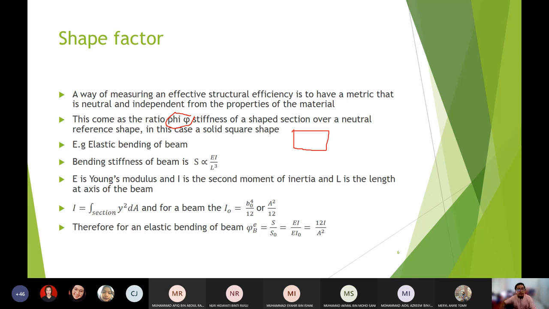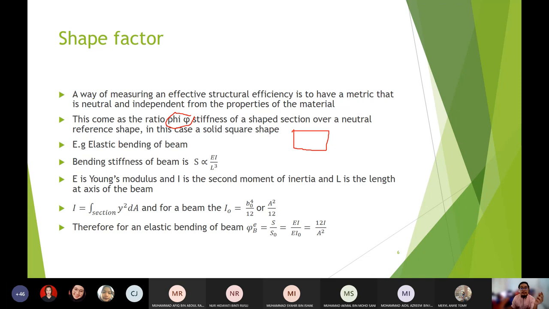The definition for the second moment of inertia is the integral over the section of y squared over the differential of area. Y is actually the length, the distance from the axis, and dA is the differential of area.